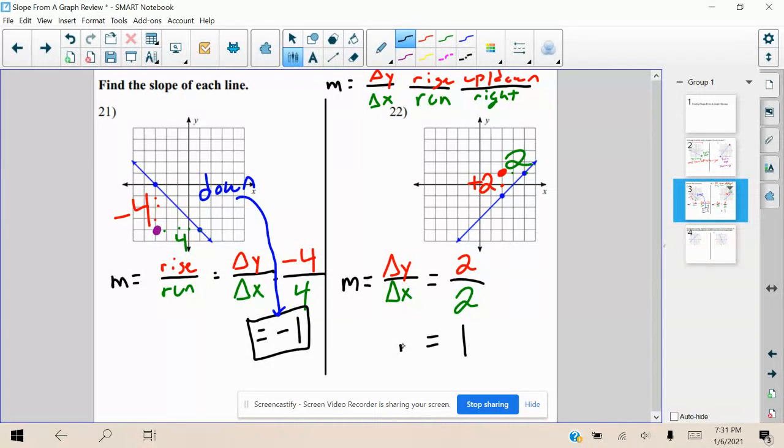Yeah, certainly. Forgot to include m. Whoops. So we have our slope m is equal to positive 1. And we should have a positive value because if we look at our line, well, it's going up. So we have a positive value.